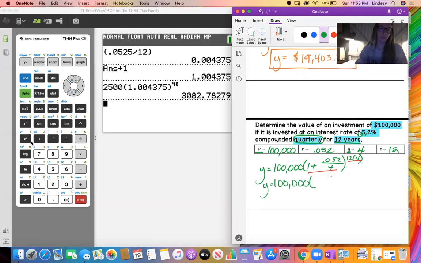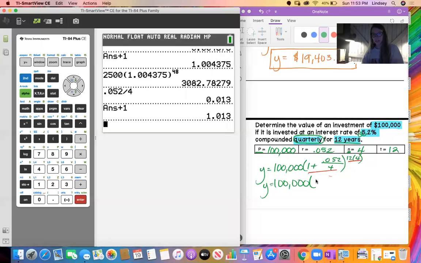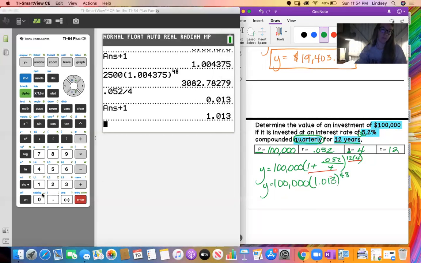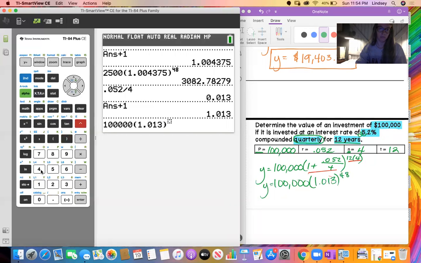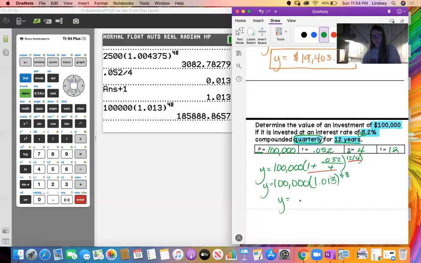All right, so let's do inside this parentheses real quick. So I have 0.052 divided by 4 plus 1. All right, so inside this parentheses, I'm going to have 1.013 to the 48th power again. So I'm just going to type all of that straight into my calculator. All right, so at the end of that 12 years, if I invested all of that money, I would have $185,888.87.